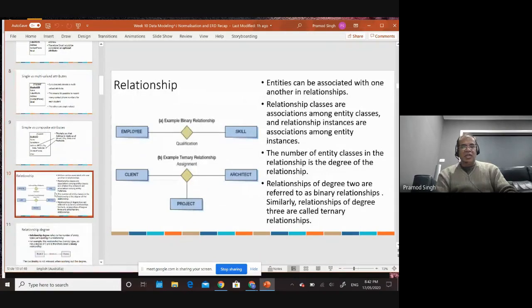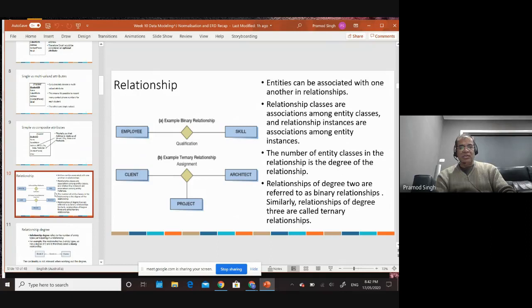Relationship is defined as an association between entities. You can see there are two entities on the left-hand side, employee and skill, and they are correlated with each other. That association is called a relationship. Similarly, you can see three entities also getting associated: client, architect, and project. That kind of relationship is called a ternary relationship.